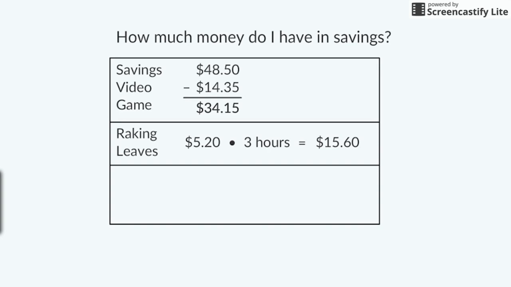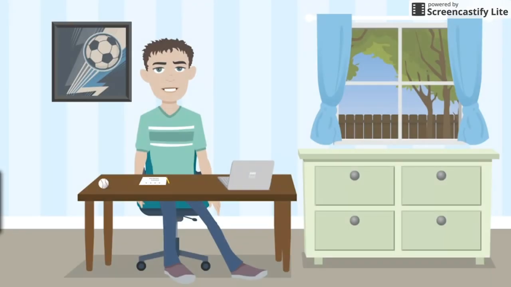To find out how much I have saved, I need to add $34.15 to $15.60. Because I added the money I earned into my savings, now I have a total of $49.75. I have added, subtracted, and multiplied numbers with decimals to find out how much money I have left in my savings. I had better get to work to save more money.